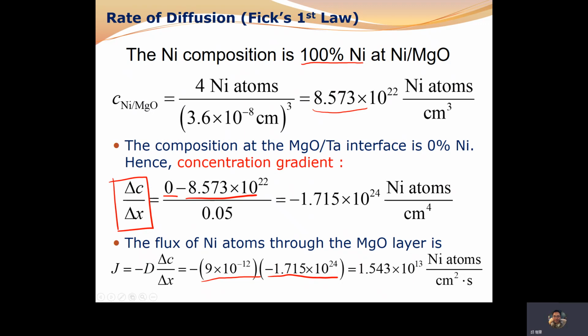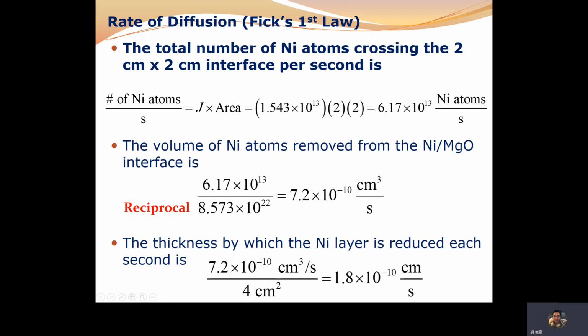Okay, it's a flux. That's the rate of atoms passing through per unit area. Therefore, if we multiply the flux J by the area, we get the number of atoms per second diffused through this barrier layer. Therefore, we can figure out it's about 6.17 times 10 to 13 atoms per second. Okay, per second.